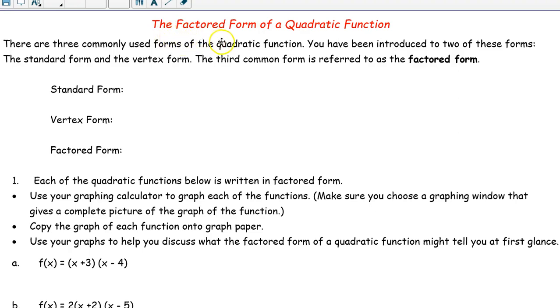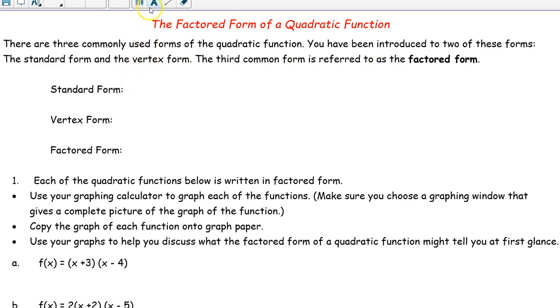The factored form of a quadratic function. There are three commonly used forms of quadratic functions. You have been introduced to two of these forms. What are they? One is the standard form and the second is the vertex form.